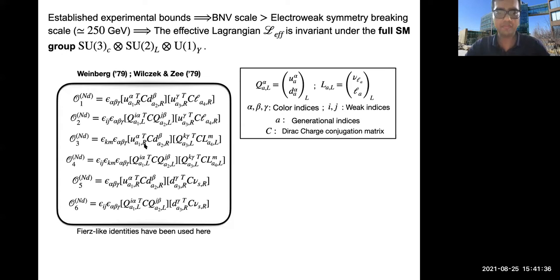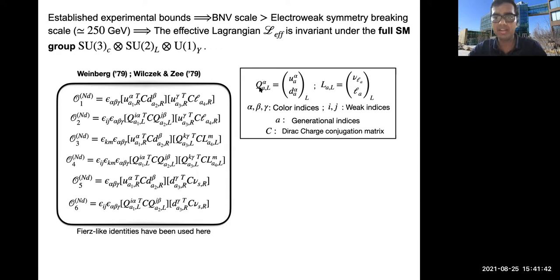As we have already seen, the established experimental bounds imply that the baryon number violating scale lies much above the electroweak symmetry breaking scale, and thereby the effective Lagrangian is invariant under the full standard model gauge group. These are the effective 4 fermion operators violating baryon number, mediating nucleon decays.